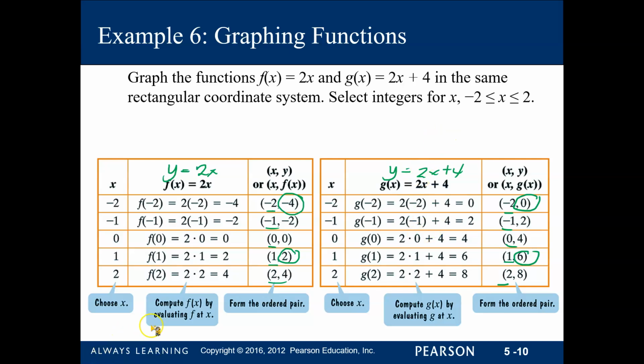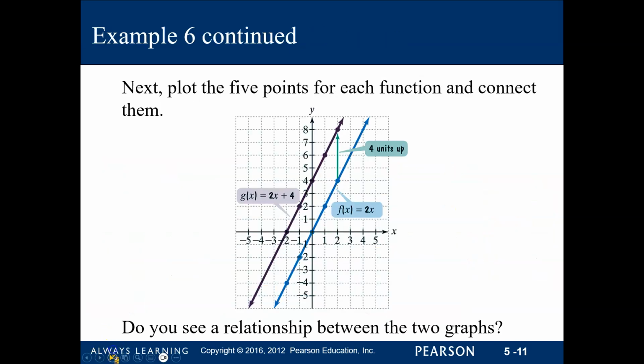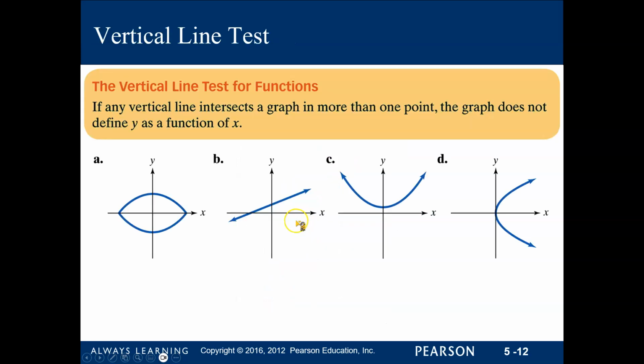Now, if we are going to graph these two sets of points here, this is how it would look like. So the blue line represents f of x. The purplish line is our g of x. And you would see that any point on the f of x pretty much goes up by 4 units, corresponding to the points in g of x, okay? And you can see that the plus 4 makes a huge difference with how the graphs look like.